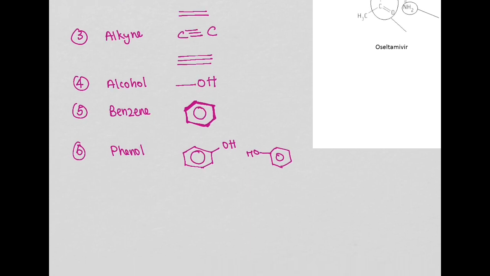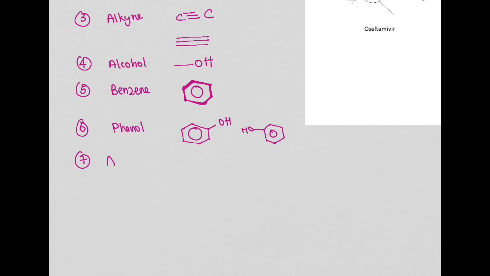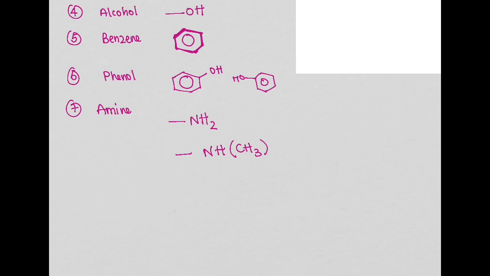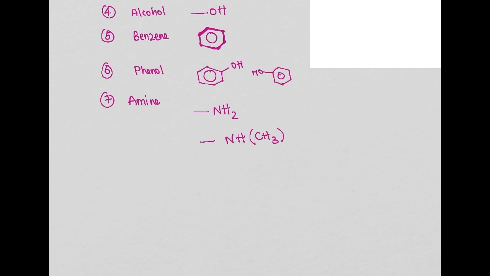And we have the amine functional group. Amine is when you have NH2 bonded. Now, sometimes you can have NH and then there is something bonded. So you could have CH3 bonded or an alkyl chain bonded to the NH, right? You could also have N and then two alkyl chains.